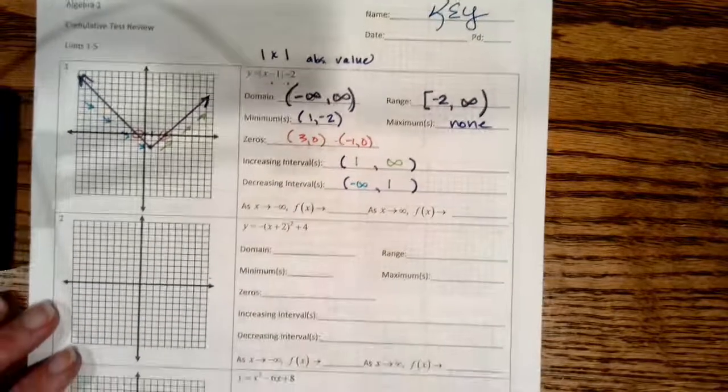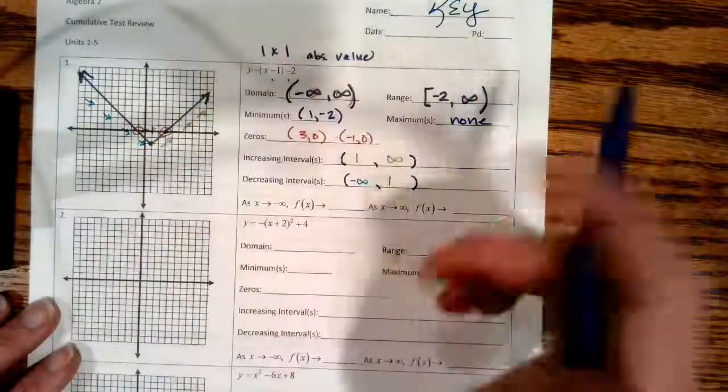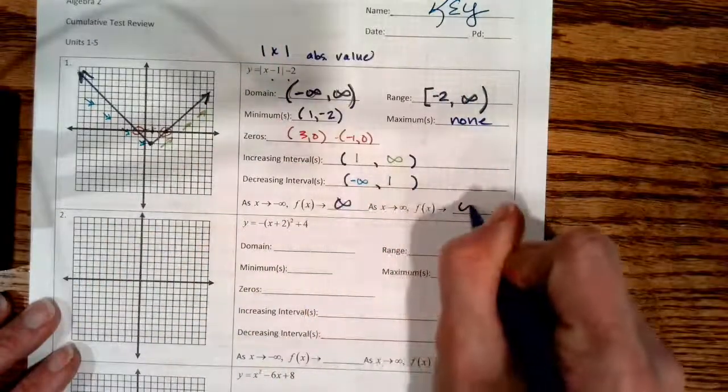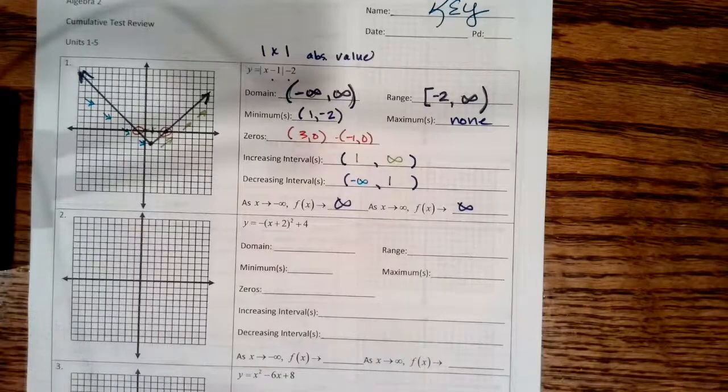Here is my end behavior. That's a conversation about y. Where is my graph going? And it's going to positive infinity both times. All right, take a look at graph 2 and we'll come back and talk about it.